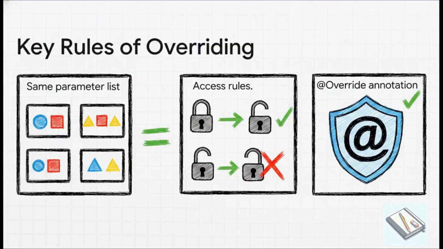Now, there are some strict rules you have to follow. The method name and its parameters have to match exactly. You can't make the new method more private, but the most important rule of all, always use the @Override annotation. Seriously, think of it as your safety net. It tells the compiler what you're trying to do, and if you mess up one of the other rules, it'll flag an error and save you from some really tough to find bugs.